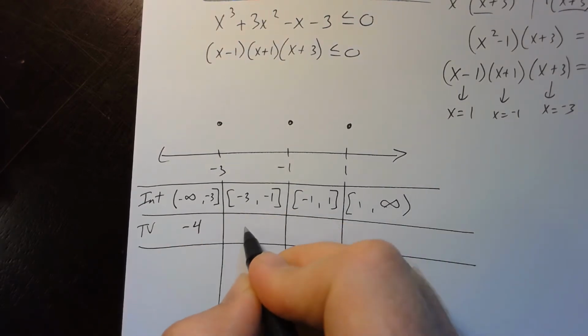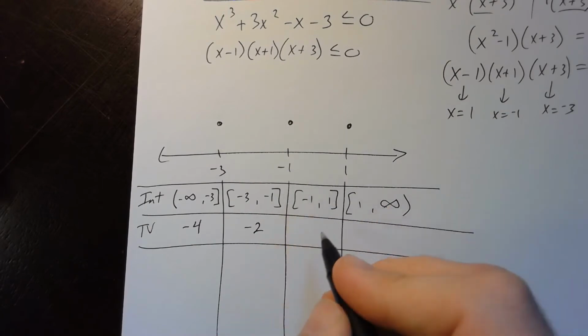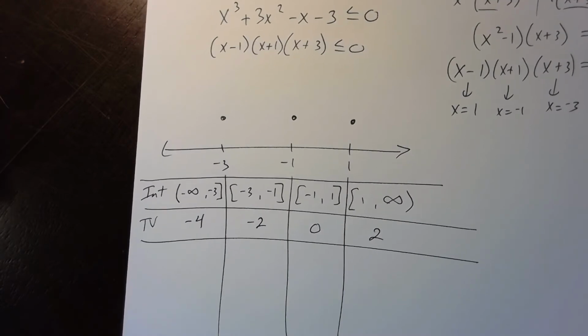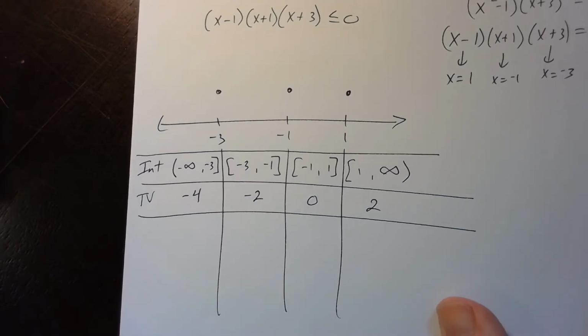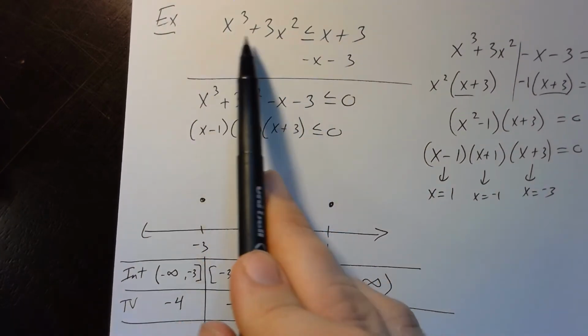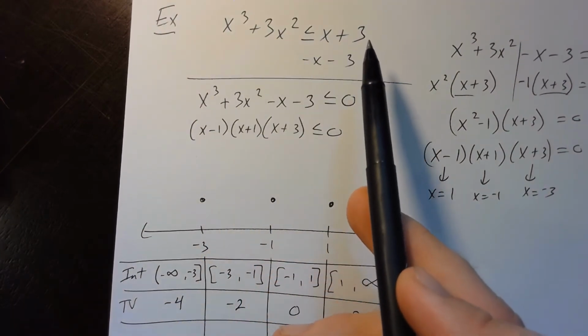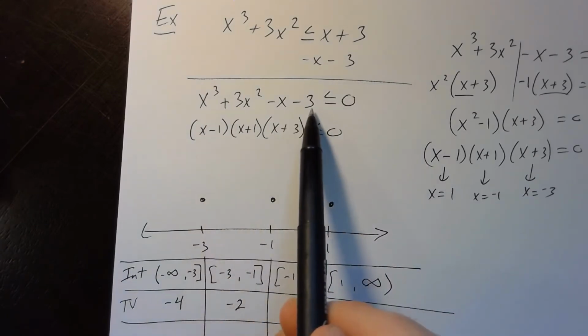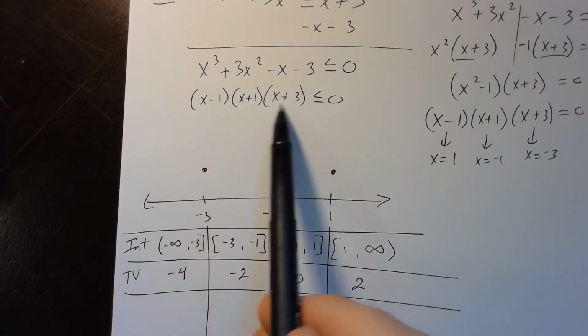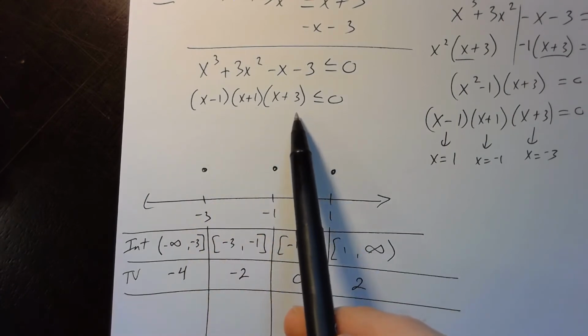So negative 4, say negative 2, in between negative 1 and 1 is 0, and then over here we'll go ahead and pick 2. And those are my test values that I'm going to end up plugging in and checking. Once I've plugged those values in, the next step is to simply plug them into the original inequality. If you don't trust your math, you can plug them into this inequality here if you trust your math but don't trust your factoring. And then I'm going to go ahead and plug them here.